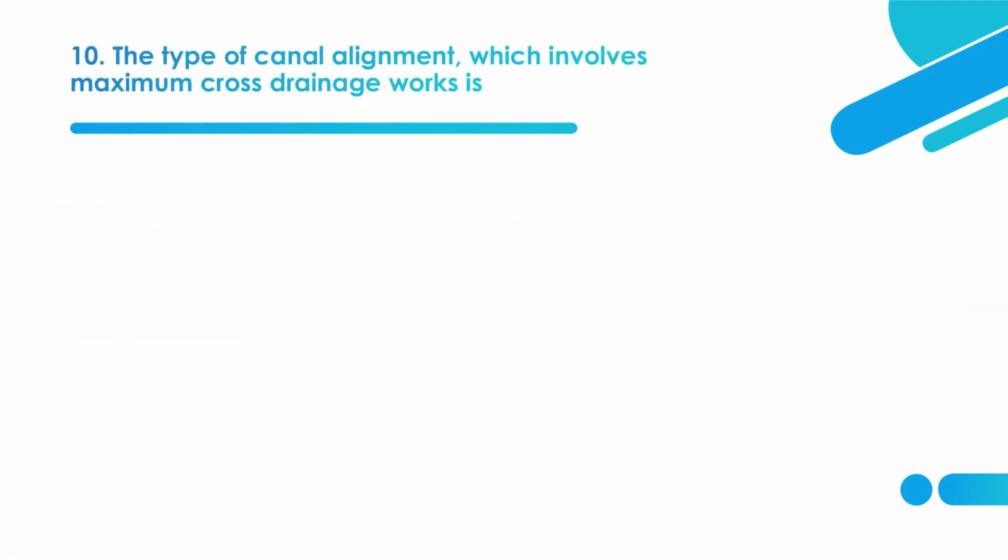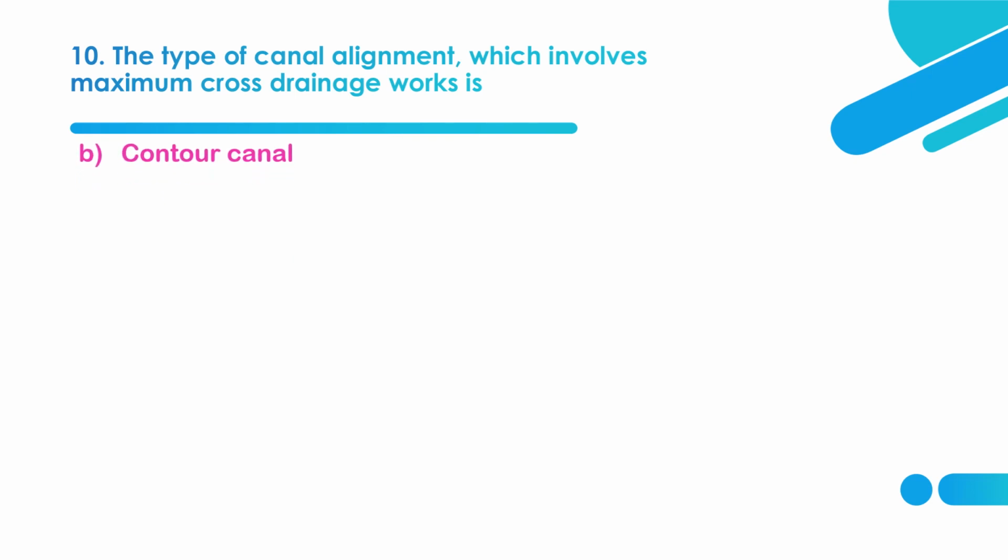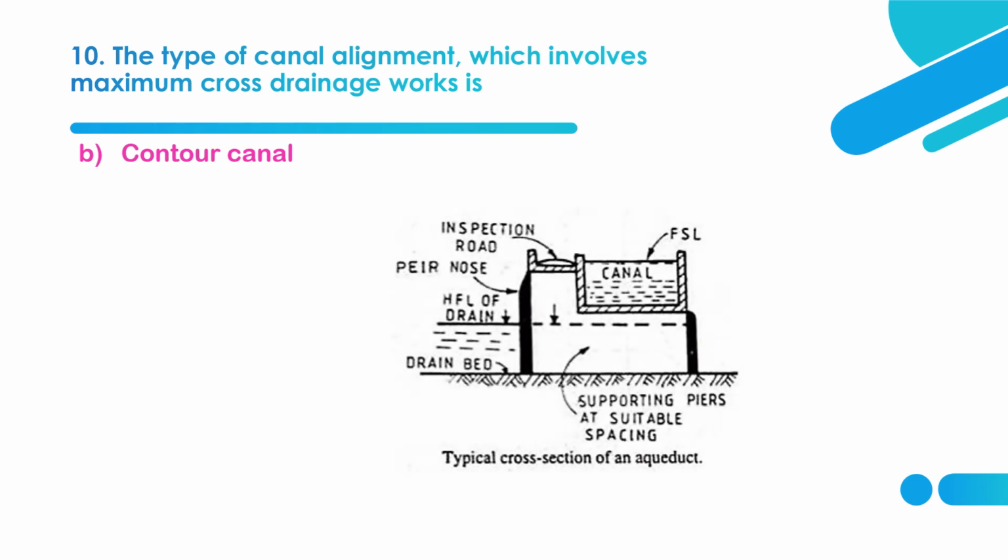Now we shall see the last question. The type of canal alignment which involves the maximum cross drainage works is: option A ridge canal, option B contour canal, option C canal crossing, option D side slope canal. So which is that canal which involves maximum CD works? CD works means things like canal siphon, aqueduct, super passage, like that. We shall see more about it. So contour canal is the type of canal alignment which involves maximum cross drainage works. That's why contour canal has to be avoided, because of the maximum cross drainage works, which involve expensive constructions.